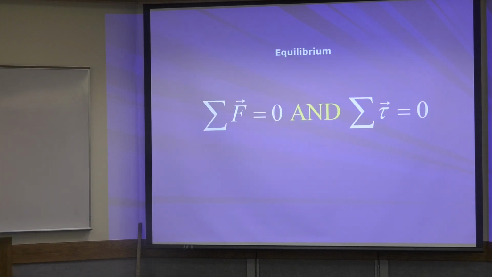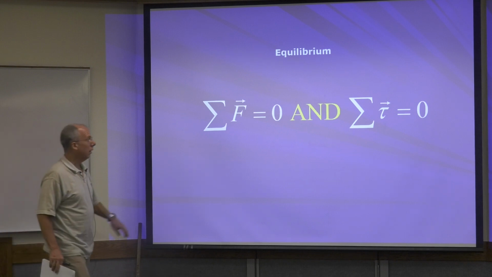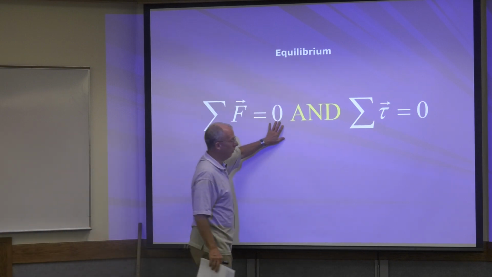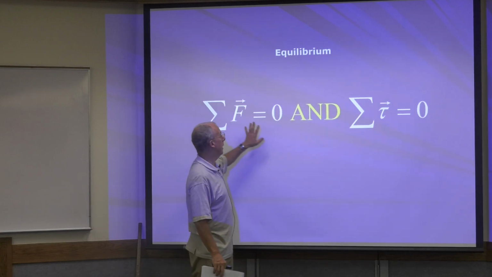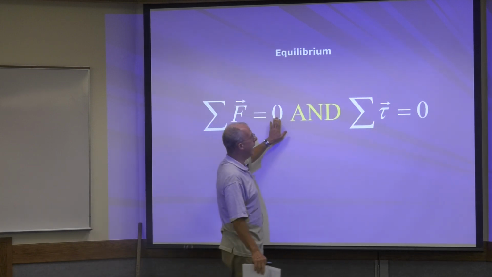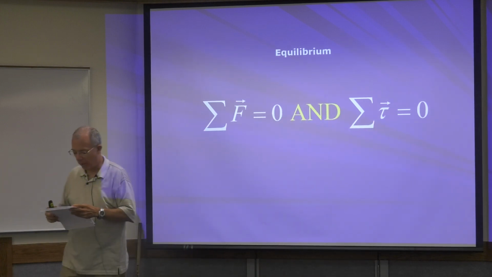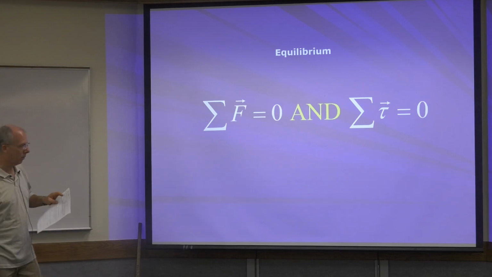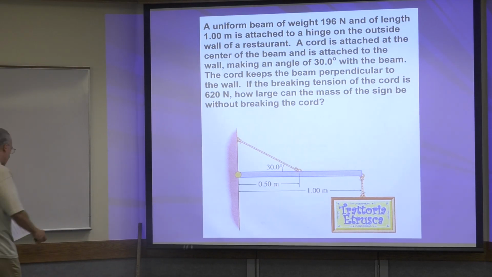Okay, so a few weeks ago, we had equilibrium. Was this the sum of the forces equal to 0? Well, now we have the ability to rotate things. So equilibrium means the sum of the forces equals 0 and the sum of the torques equals 0. So the first thing we're going to do today is some more torque problems. So everybody read that, please.